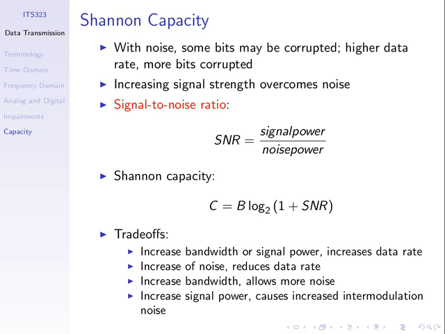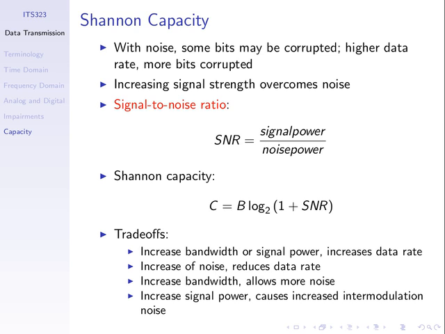The Shannon capacity takes into account noise. So the equation is: the maximum data rate, our channel capacity, is the bandwidth of that channel times log base 2 of 1 plus the signal to noise ratio, where the signal to noise ratio is simply some measurement of the signal strength, the signal power, divided by the amount of noise in the system or in the channel, SNR.